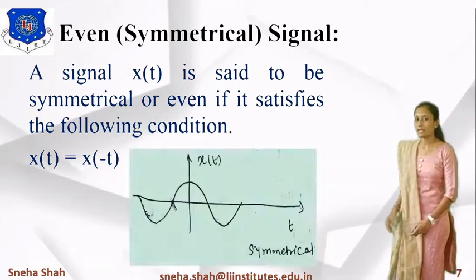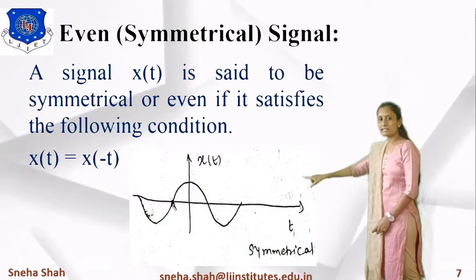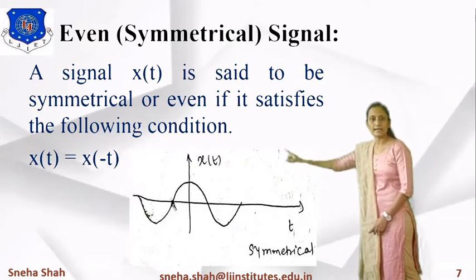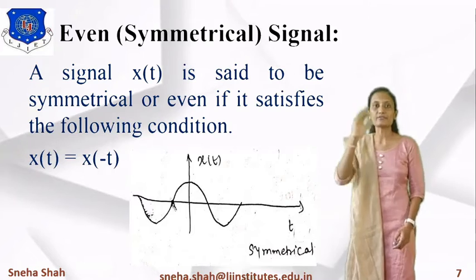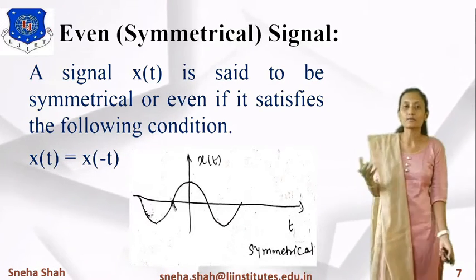If we draw the even signal, it will look like this. From this diagram, you can say that the positive part as well as the negative part will remain the same. So if we fold the signal about the y-axis, it will be the same.